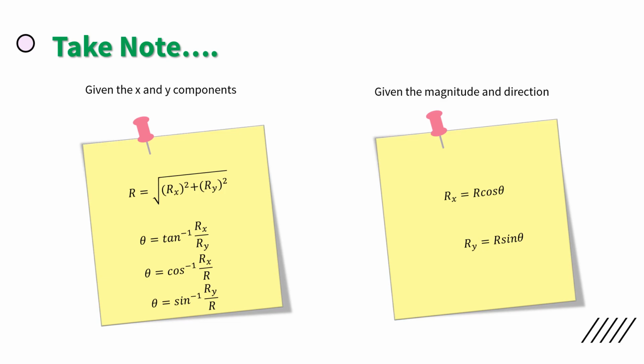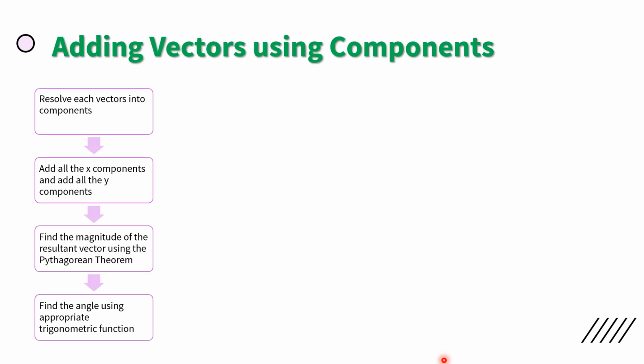And if the magnitude and direction of a vector are given, then we can get the x and y components using these equations. We have r sub x equals r cosine theta, and r sub y is equal to r sine theta. Now that we know how to resolve vectors into its x and y components, let us now add vectors using the component method.